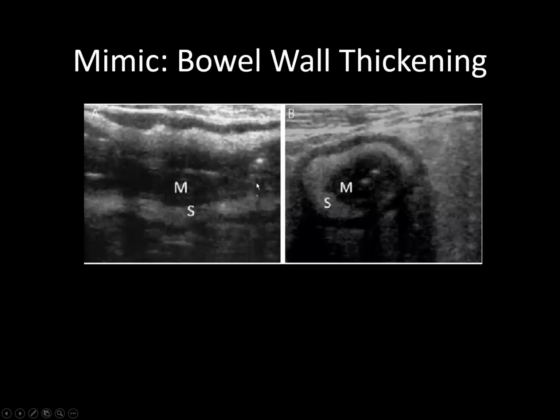Here's another mimic, potentially. This is terminal ileitis. You can see especially the submucosa here is thickened. Hopefully you'll have good CNS by the text. Maybe you can find the actual normal appendix.